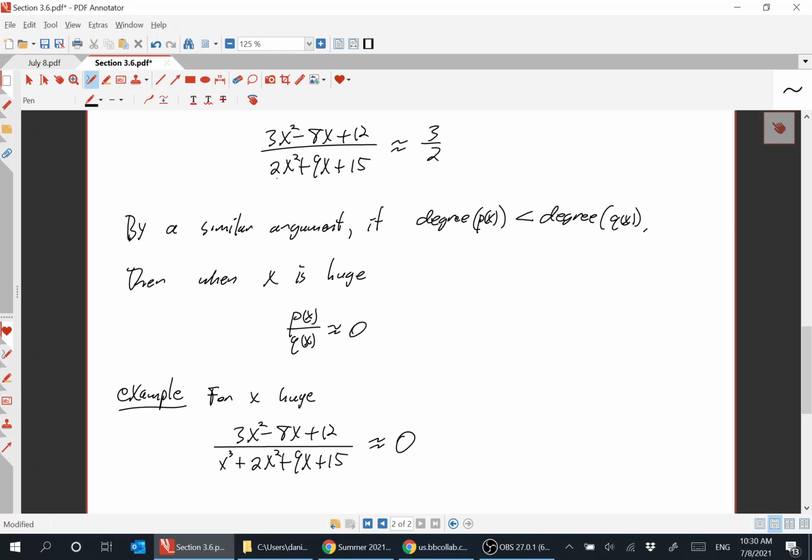Okay, so if the degrees are the same, it's the ratio of the leading coefficients. So in this case, 3/2. If the degree on the bottom is greater than the degree on the top, then for x huge, it's approximately 0. Effectively, because the leading coefficient of x to the third here would be 0. So you'd get 0 over 1, which is 0 in that case.